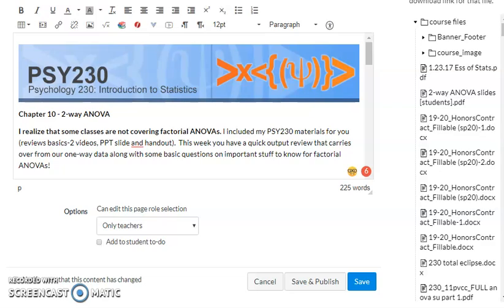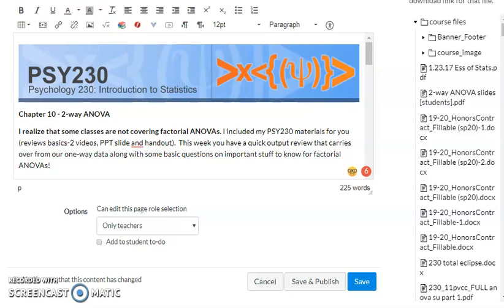Hi, 231 class. I am going ahead and teaching you about the factorial ANOVA. I realize some of you might not have gotten instruction on this in your 230 class this semester, but it is one of the more advanced, but yet still basic, ways of analyzing data. And it comes in really handy, and you'll see it's more common than just a one-way ANOVA.